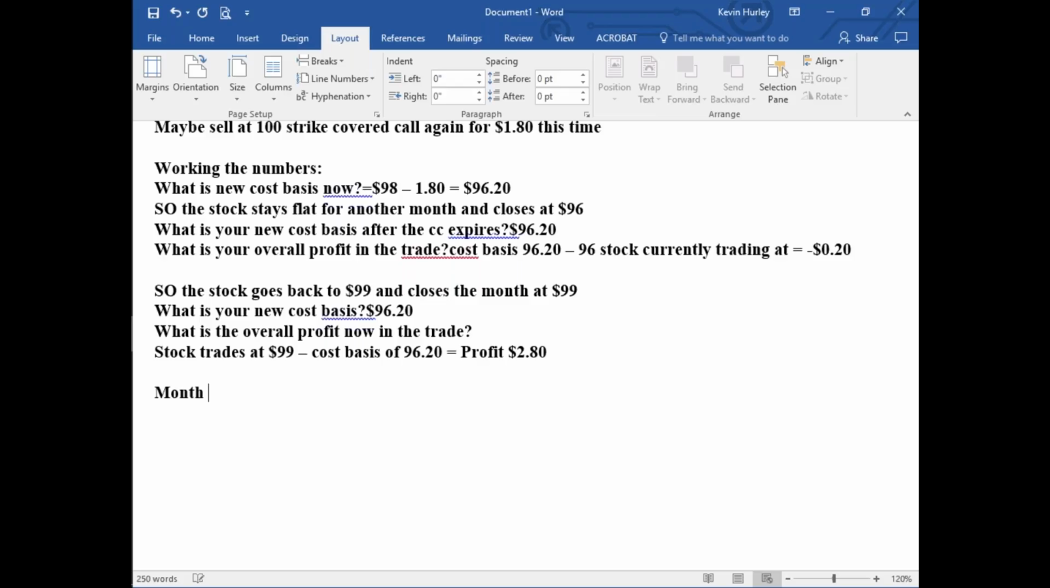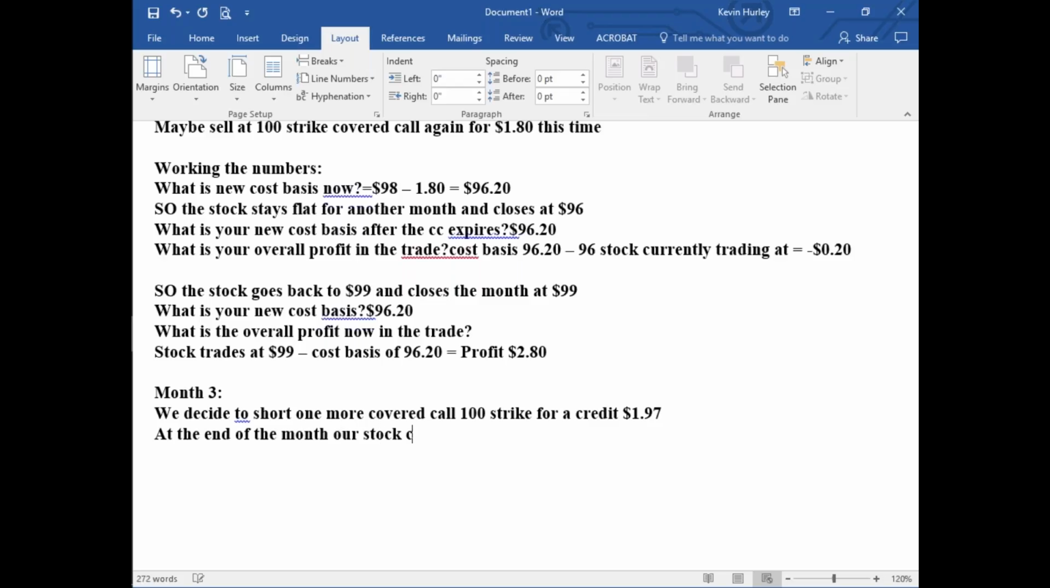So here we go. Month three. Let's just go month three. We decide to short one more covered call, and we're going to do the 100 strike again. Our stock is trading at 99. That's close to 100. So we're probably going to get a credit this time of like $1.97. At the end of the month, our stock closes at 101.